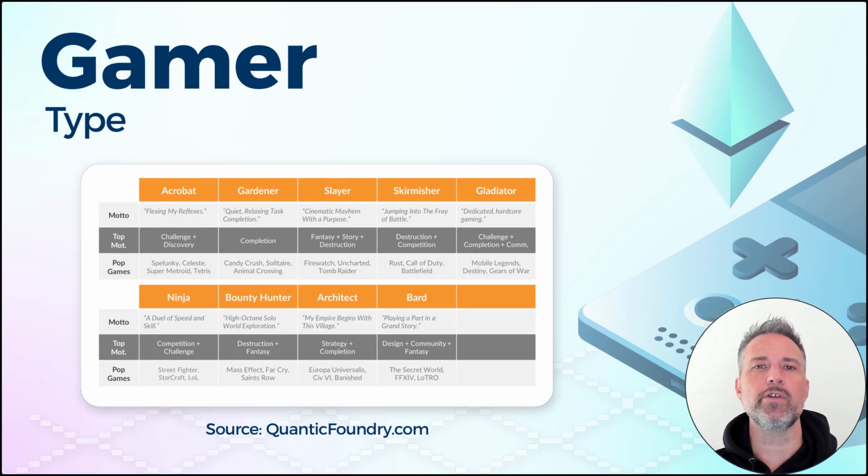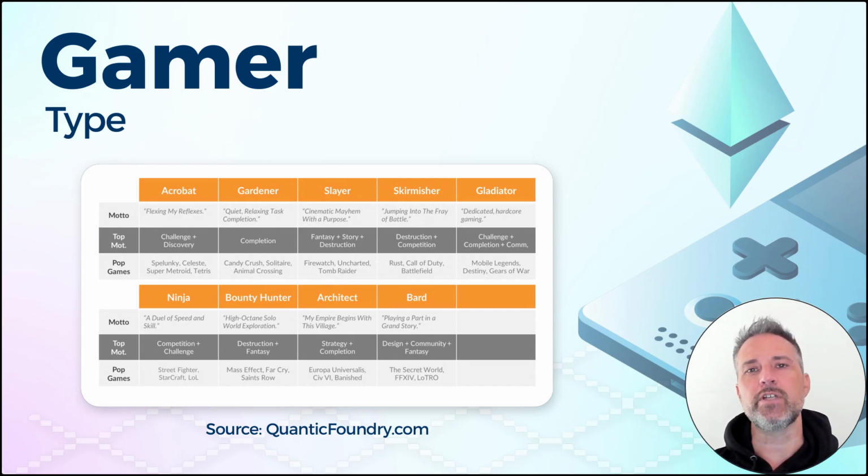Then from those motivations, you can find your gamer type. Most players have one type or perhaps 2. My types include Acrobat, with challenge and discovery being motivations there, as well as the Slayer type, where having a story-driven experience is important to me. Which of these gamer types in orange do you think work for you?